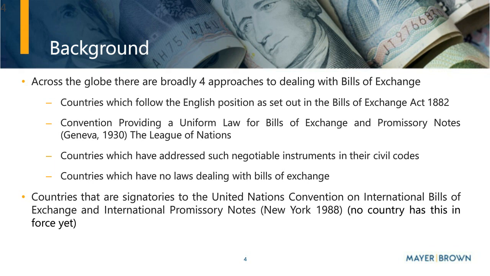The second legal system is the Geneva Convention system. This is based on a set of rules agreed at the 1930 Geneva Convention, setting out laws for the unification of bills of exchange. This system was adopted by most countries of continental Europe, Russia, Japan, and Brazil, although a number of those jurisdictions codified those rules in their own civil codes with various amendments.